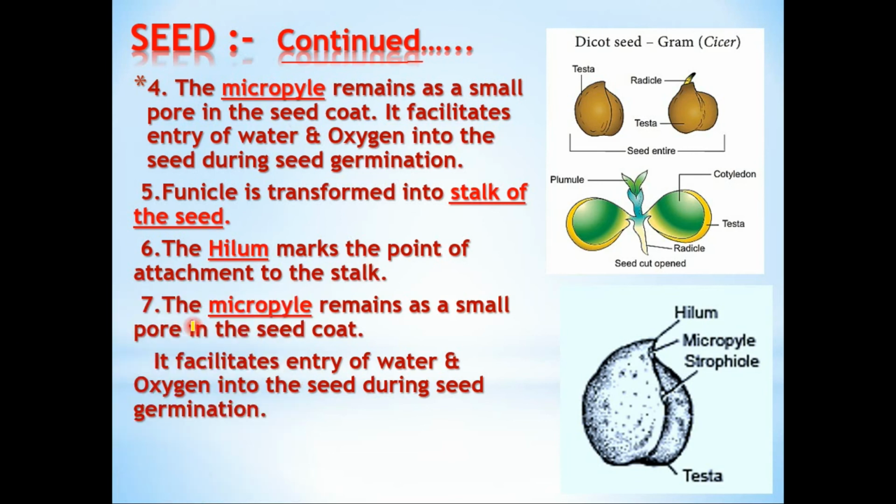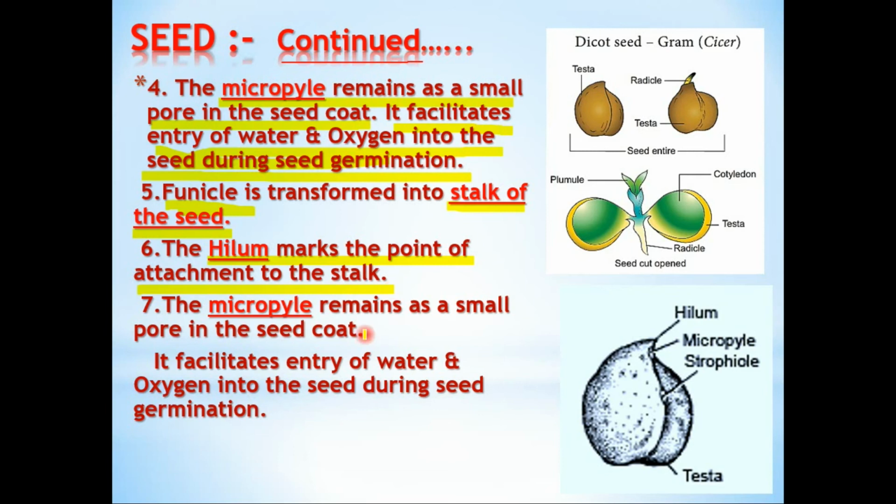So we can see that in the ovule there was a micropyle. Here also it remains as a small pore in the seed coat. What is the importance of the micropyle? It facilitates the entry of oxygen and water during the process of seed germination. In the ovule we had found a structure like the funicle. This funicle will be transformed into the stalk of the seed, and the hilum marks the point of attachment to the stalk.